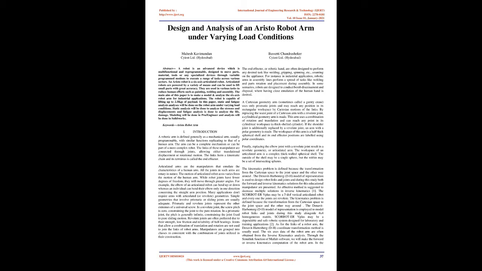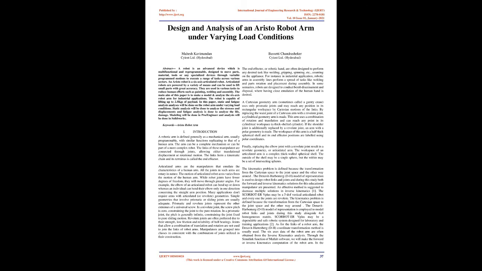Articulated arms are the manipulators that emulate the characteristics of a human arm. All the joints in such arms are rotary in nature. The motion of articulated robot arms varies from the motion of the human arm. While robot joints have fewer degrees of freedom, they will move through greater angles. For example, the elbow of an articulated robot can bend up or down, whereas an individual can bend their elbow only in one direction concerning the straight arm position.